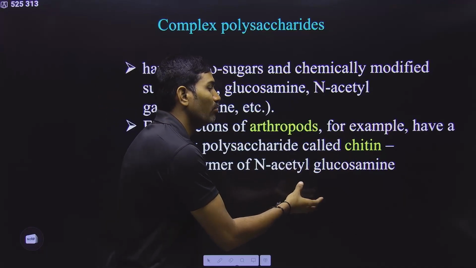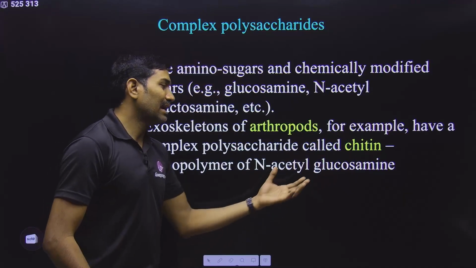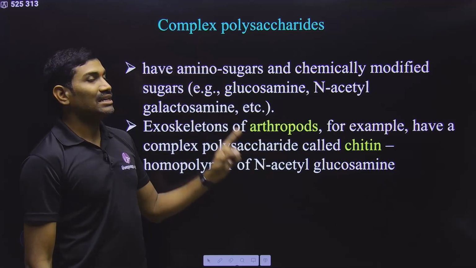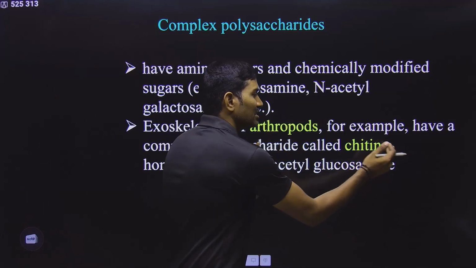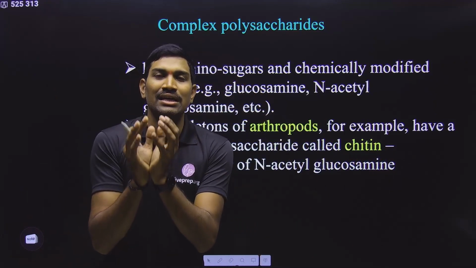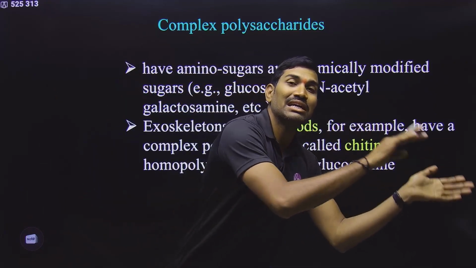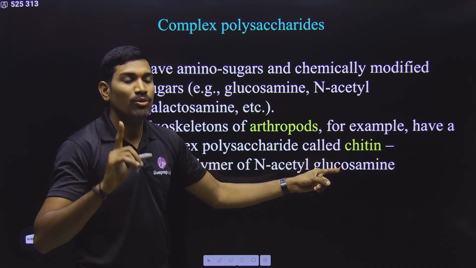So in this way, it is a modified sugar. Since it is having modified sugar, we are studying under complex polysaccharide. Though it is complex polysaccharide, same N-acetyl glucosamine, it is one unit, the same unit is repeated for several times. That's why chitin is homopolysaccharide.